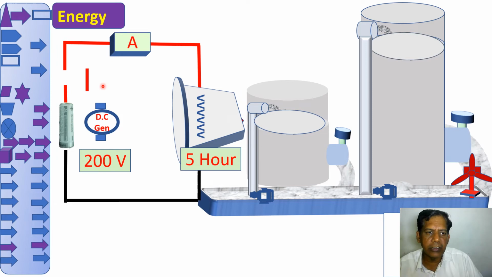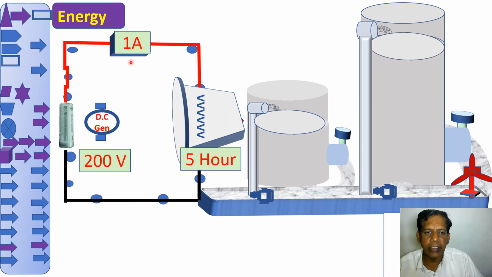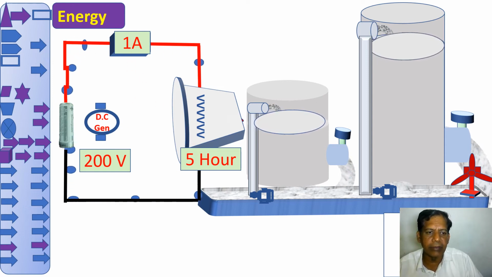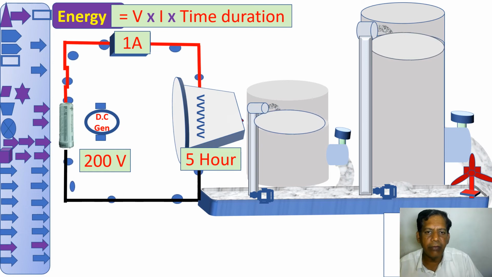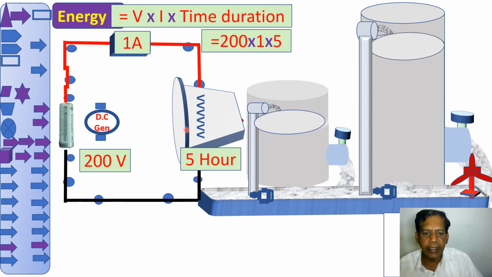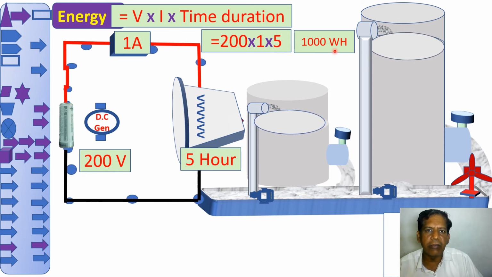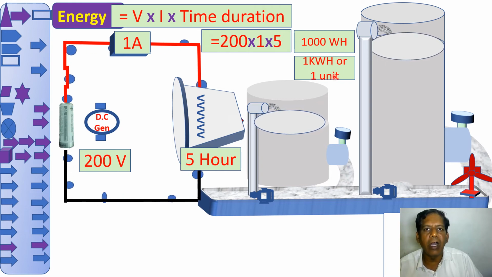Now let me close this circuit. What will happen? Current will flow and it will take 1 amp. Now what is energy? Energy equals this voltage, this current and this total duration. Then what is the energy consumed by this lamp? That is voltage into current into time duration, that is 200 volt into 1 ampere into 5 hours. That is equal to 1000 watt hour. 1000 watt hour is a very small unit. 1000 watt hour is equal to 1 kilowatt hour or 1 unit.